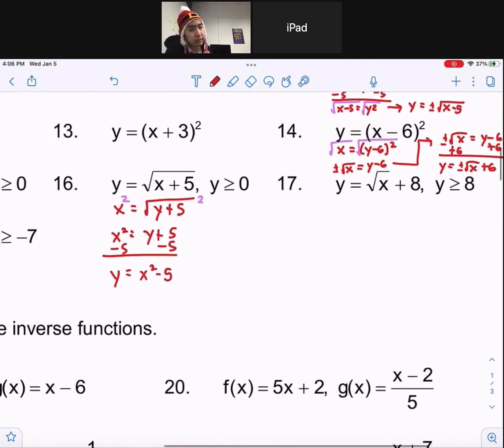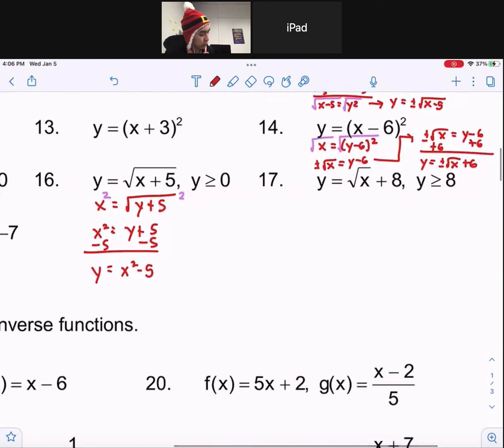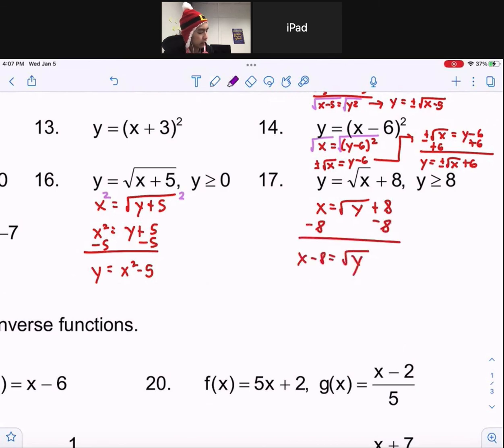If you were to try problems like 17, switch the variables, and then solve for y. Subtract 8 from both sides. And then to get rid of that square root, you raise both sides to the second power. And your inverse function is going to be x minus 8 squared.